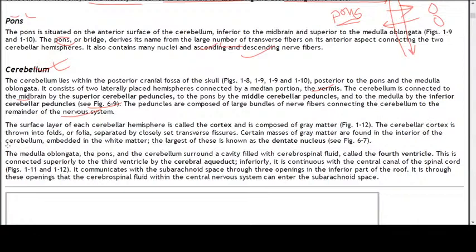The surface of the cerebellar hemisphere is called the cortex and is composed of gray matter. The cerebellar cortex is thrown into folds, or folia, separated by transverse fissures. Certain masses of gray matter are found in the interior of the cerebellum embedded in the white matter. The largest of these is known as the dentate nucleus.